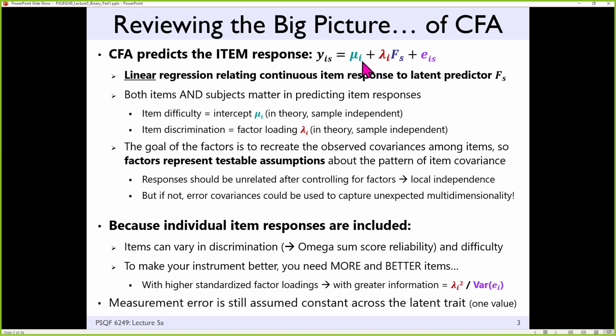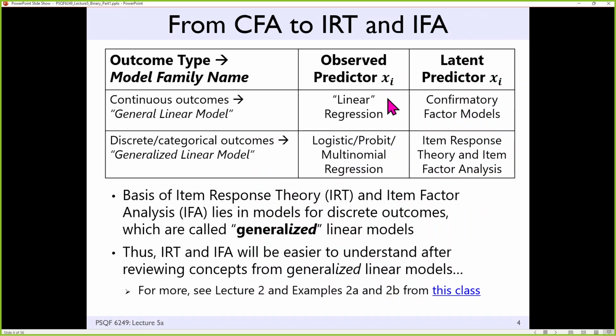If it were written to predict observed variables, then my mu intercept would be beta 0. The lambda would probably be beta 1. F would be an observed predictor. So if we look at it from that point of view, I would say that linear regression, meaning that we are predicting continuous outcomes directly, is analogous to confirmatory factor models.